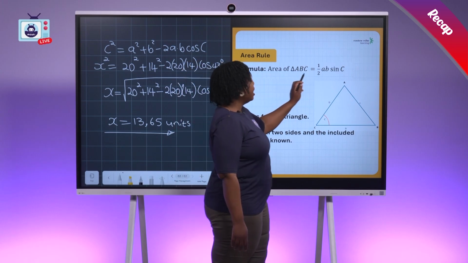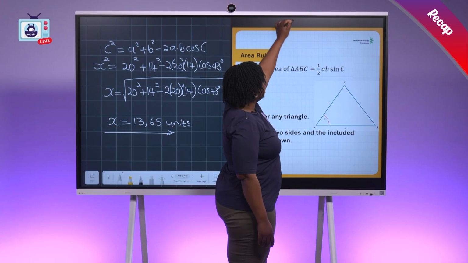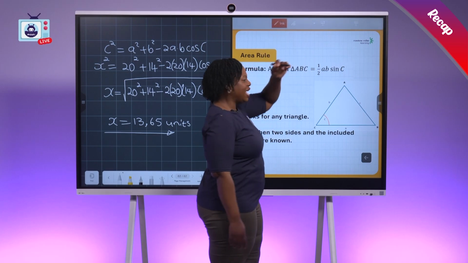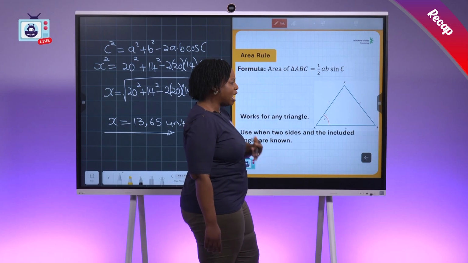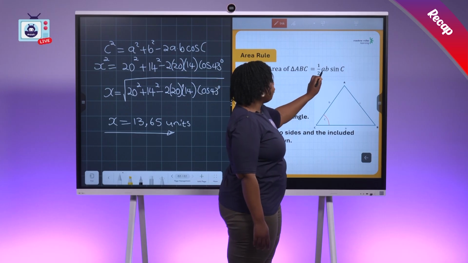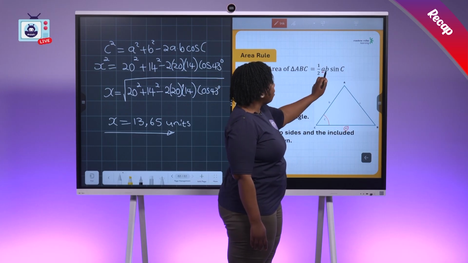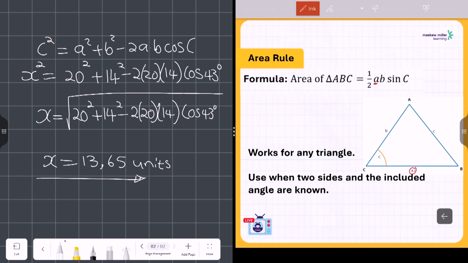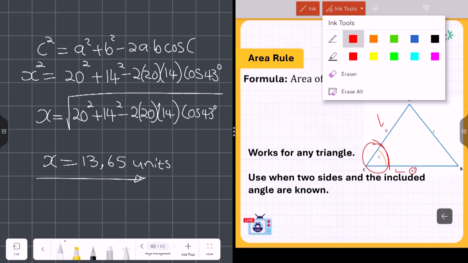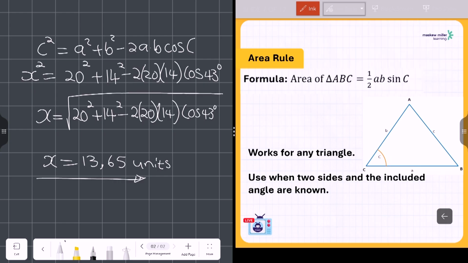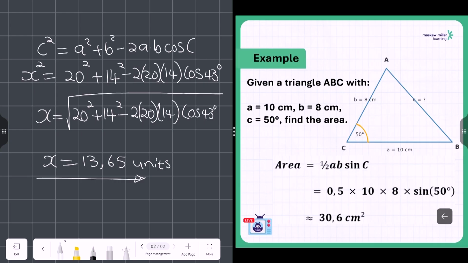So the area is equal to half, in this case. As you know, the area of a triangle is half base times height. So it's half, and then your A is literally your base here, and then your B and sine C is what you have. Remember the importance of your side and an included angle. That is your key. So ensure that you always have the sides and the included angle for you to get it right. Okay.